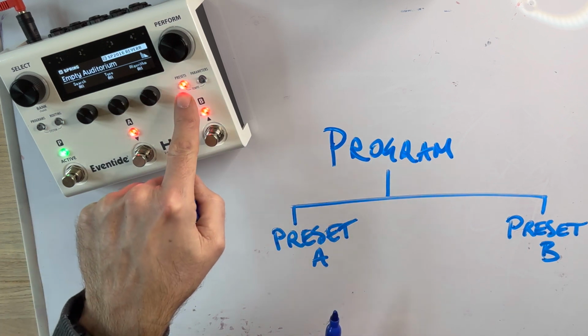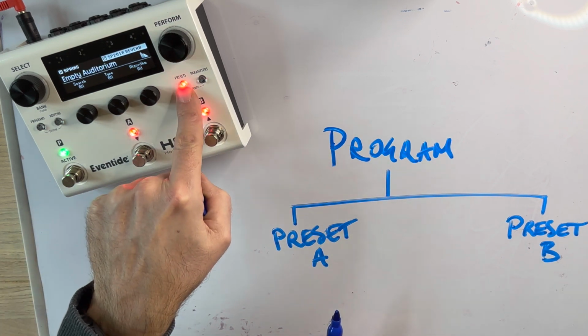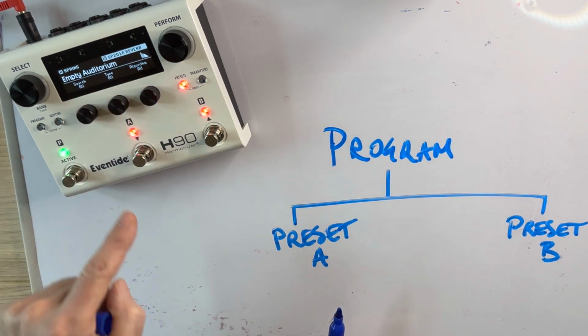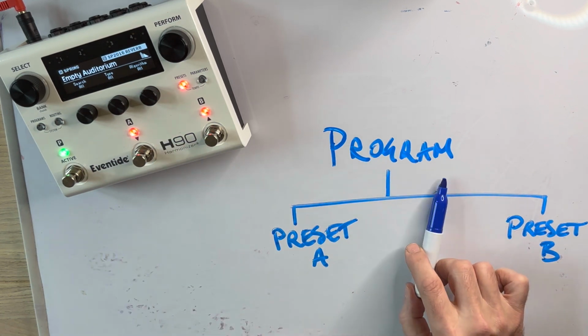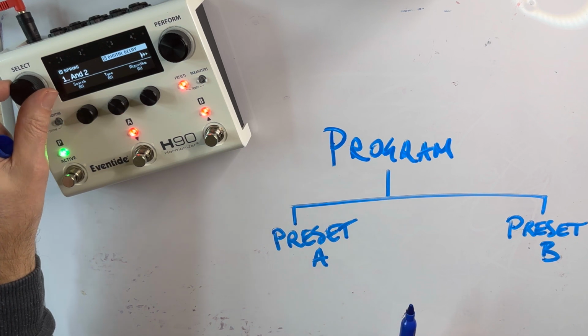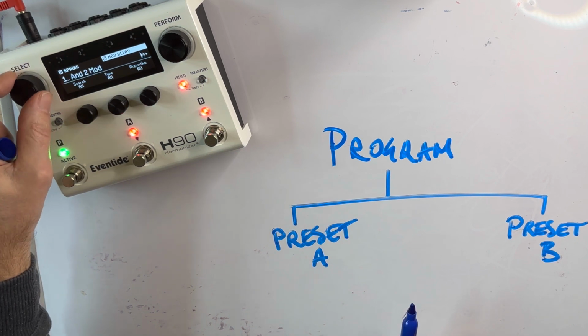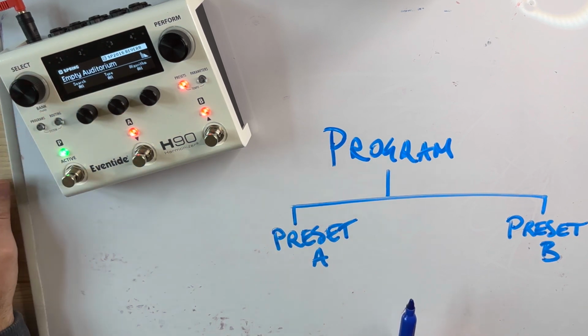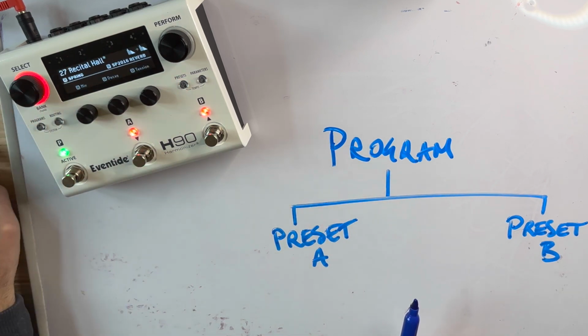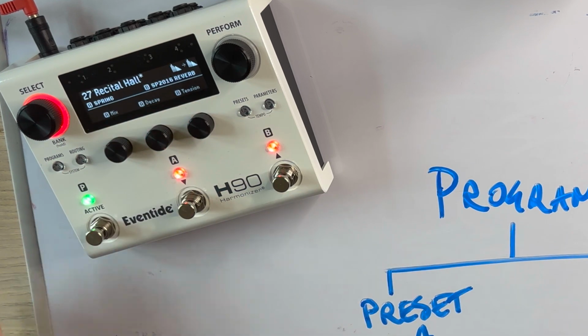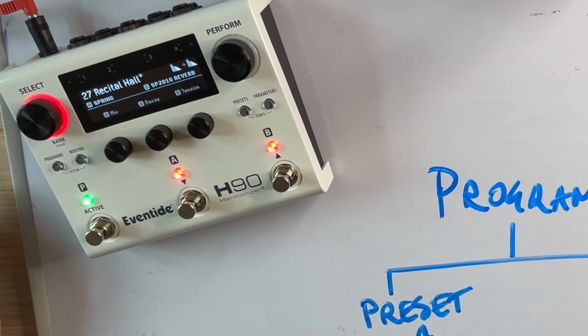So I'm going to show you now. Sorry, just before I go ahead, I can also change preset B. So look here, preset B in this program, again just by scrolling. So let's just get out of that. So we're back in our recital hall. By the way, on this screen, an asterisk means you've made a change and it hasn't been saved yet. That doesn't really matter to us right now.